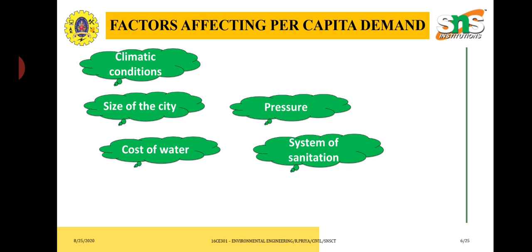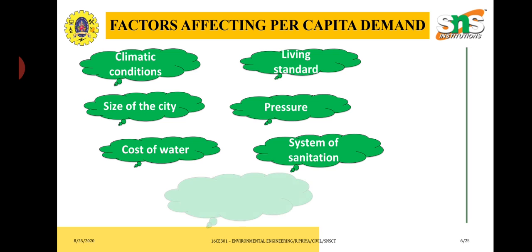Next, coming to the pressure. If the pressure in distribution is very high, there may be leakages in the pipe and the consumption of water may be high, so the per capita demand will also be high. Then coming to the living standard, high class people always consume a large amount of water when compared to low class people. The middle class people will be consuming a medium amount of water. So the living standard is one of the main factors which influences the per capita demand.